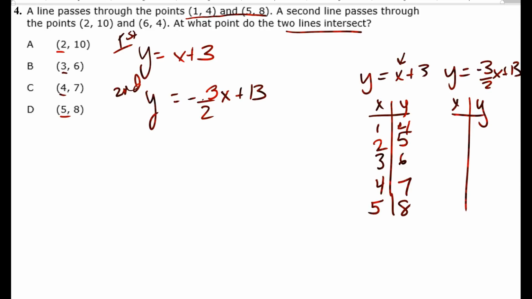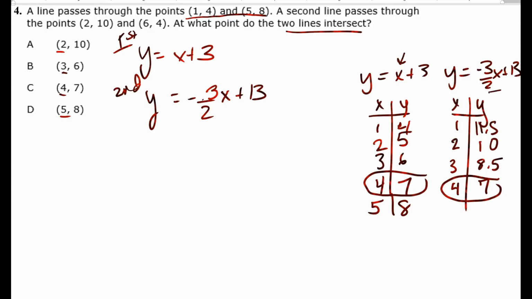Then over here, we put in 1, and negative 1.5 away from 13 gives you 11.5. When you put in 2, you get negative 3, and negative 3 plus 13 gives you 10. As you can see, the rate of change is that I'm subtracting 1.5 each time. So at 3, if I take 1.5 away, I'm at 8.5. And at 4, if I take 1.5 from that, I'm at 7. So I have found the place where they intersect. It's 4, 7. That's what I taught you.